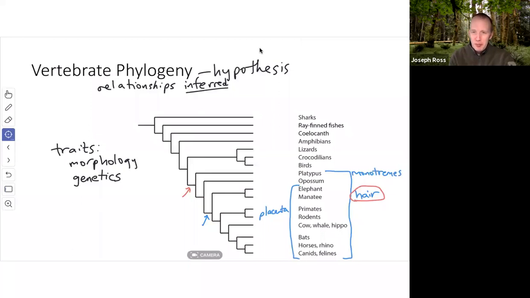Now, there is a problem with using traits to infer relationships, because some traits aren't the same because all of the species derive that trait from a single ancestor. So because all of these species evolved from an ancestor that we infer had placental development, they all share that trait. But there are other traits, which we'll look at in a minute, that don't fit that pattern. They're not informative for phylogenetics because they evolved multiple times, excuse me. So we're going to take a look at those examples in just a minute.